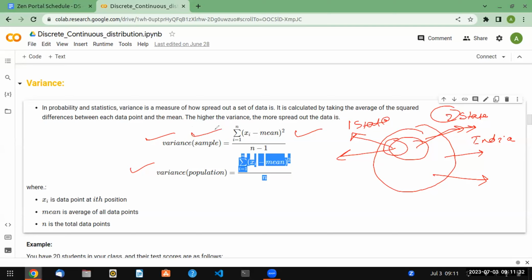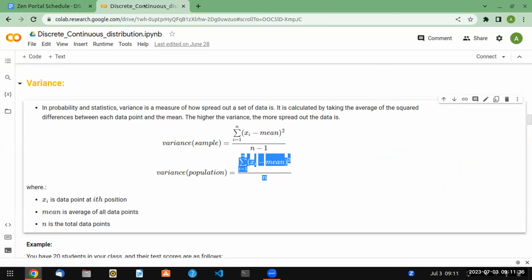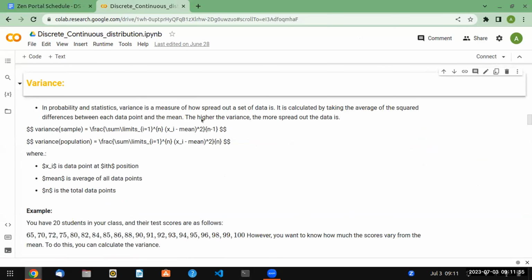Now there is one difference here in the formula. If you see here, everything is the same. Let me tell you, do you understand this symbol? Those who are not from a mathematical background, are they able to understand this symbol? What does the symbol mean?